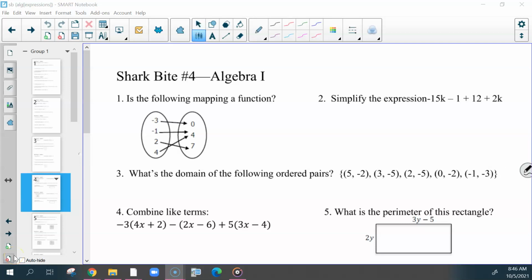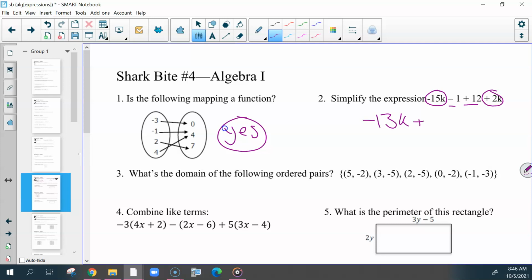Right, for number 1, was this mapping a function? Yes. Number 2, we need to simplify the expression. Combine your like terms. Negative 15 plus 2 would give us negative 13k. Negative 1 plus 12 would give us positive 11.